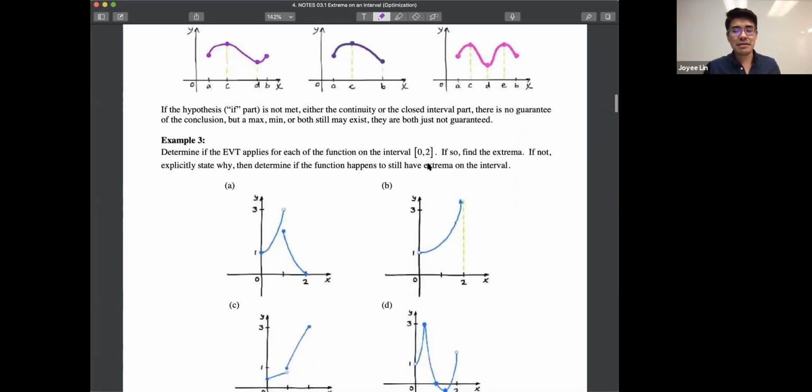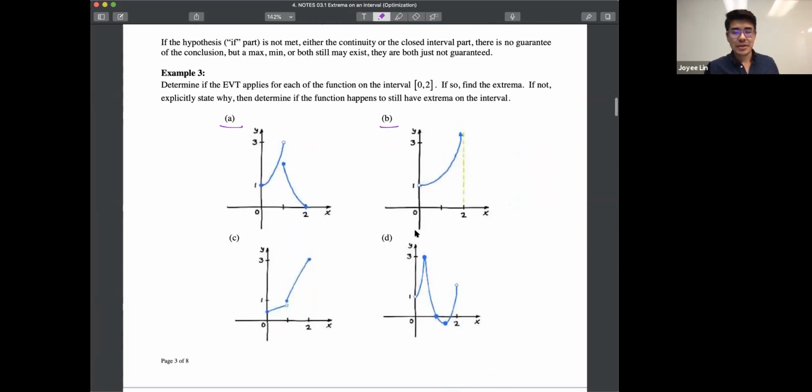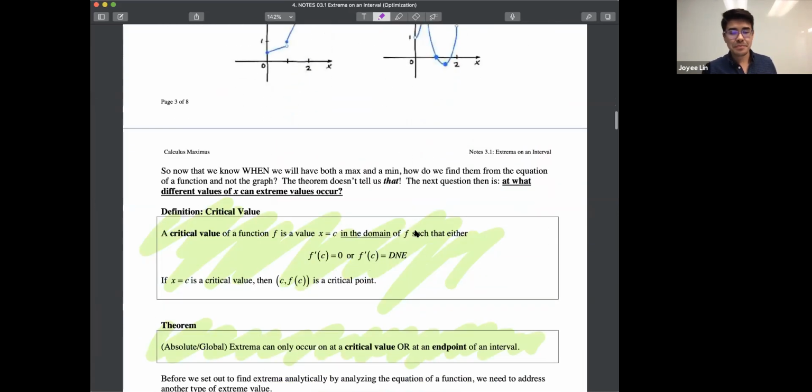So just something to think of though is like when you have some sort of discontinuity, then this theorem no longer applies, right? Here we no longer have a max value in A. Same with B, right? Infinity is not technically a number, so the max value does not exist. Okay, so that's part one.